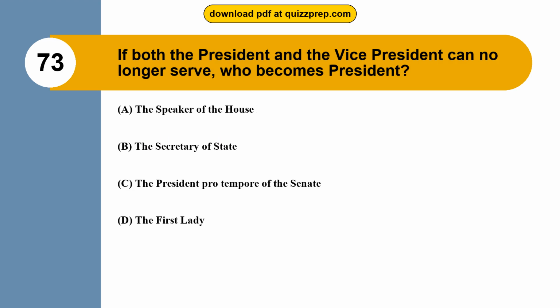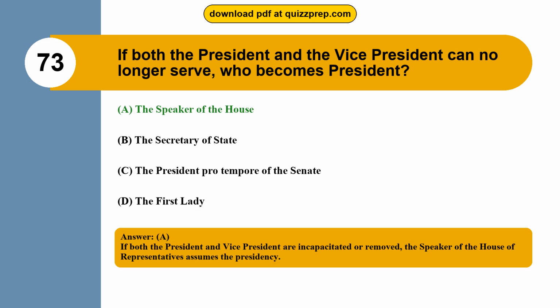Question 73. If both the president and the vice president can no longer serve, who becomes president? Option A, the Speaker of the House. Option B, the Secretary of State. Option C, the President pro tempore of the Senate. Option D, the First Lady. The correct answer is option A, the Speaker of the House. If both the President and Vice President are incapacitated or removed, the Speaker of the House of Representatives assumes the presidency.